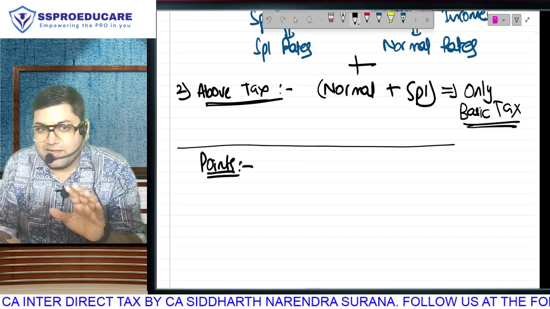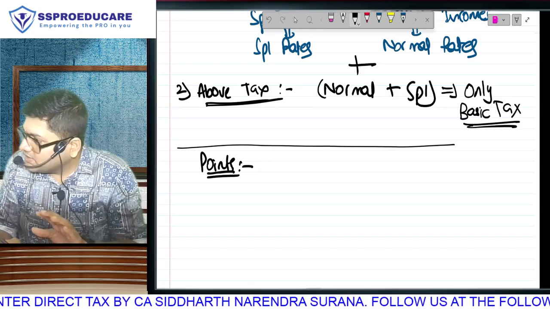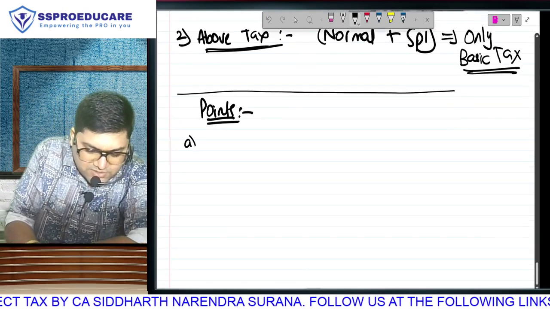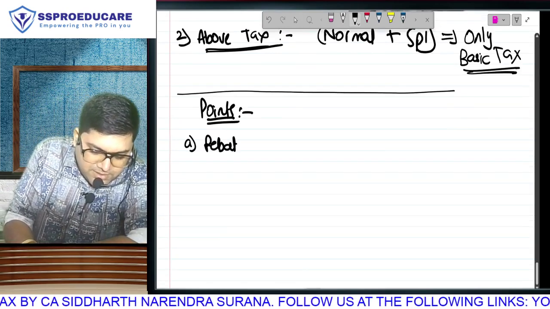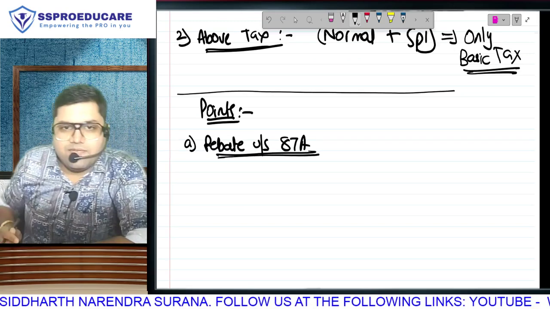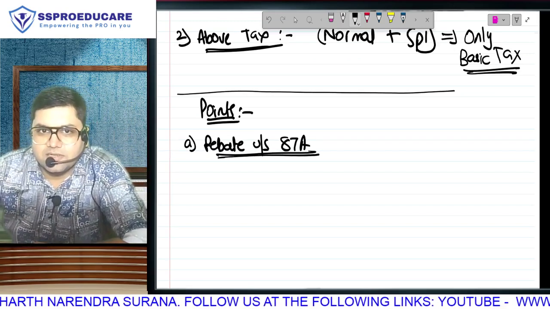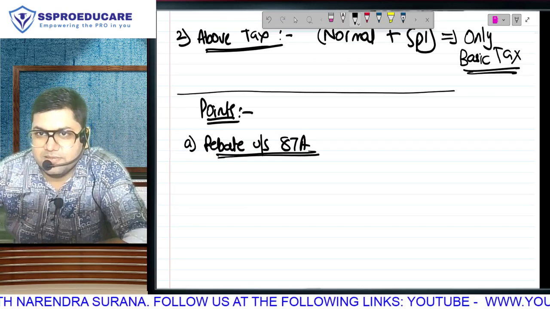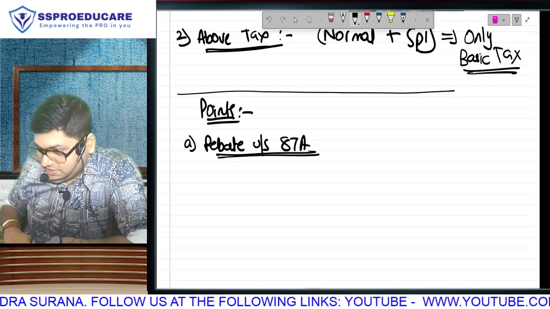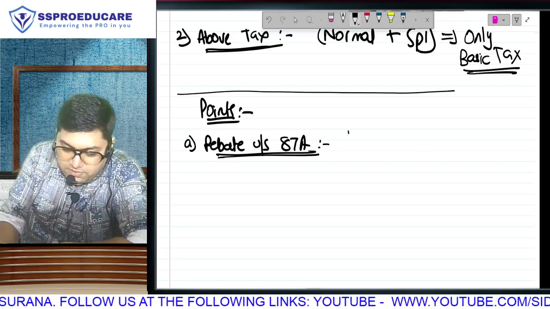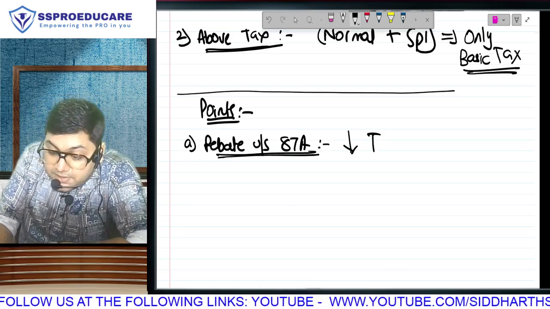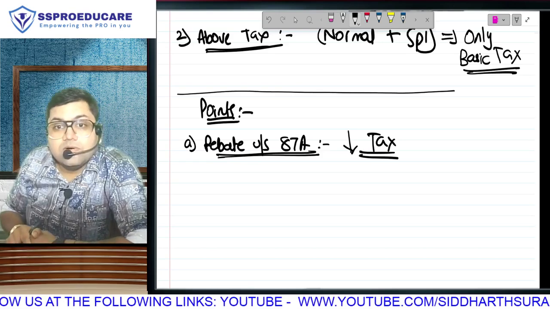Welcome to the new era of income tax. Everything is changed in the new regime. Old regime is still the same. First concept: rebate under section 87A. Every time they use words like rebate, relief, reduction, that means they are going to reduce your tax.